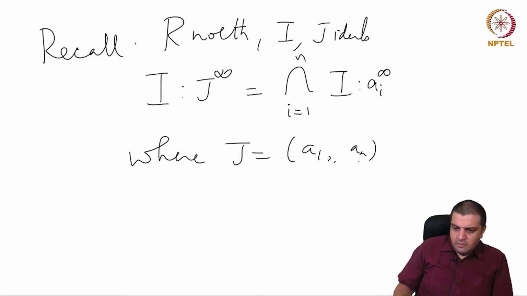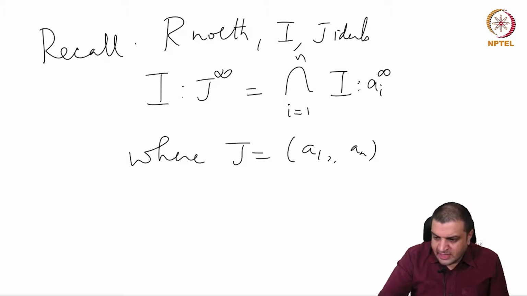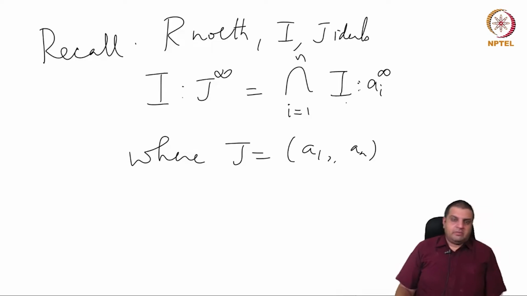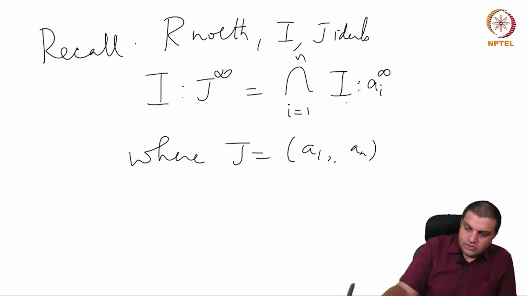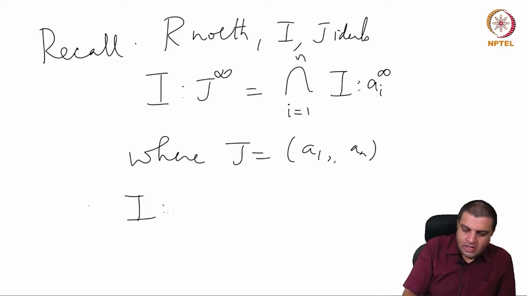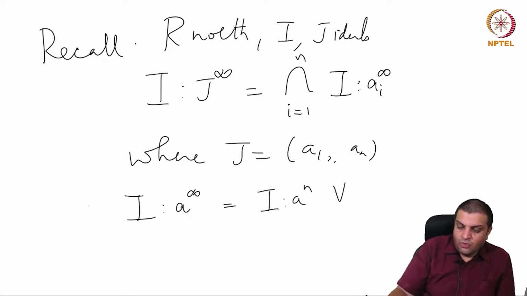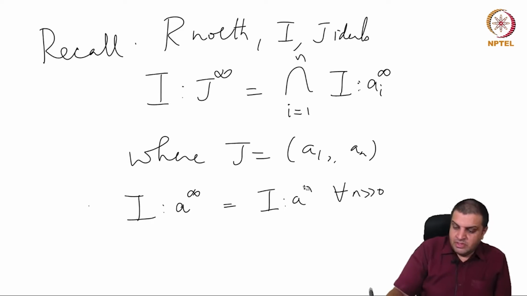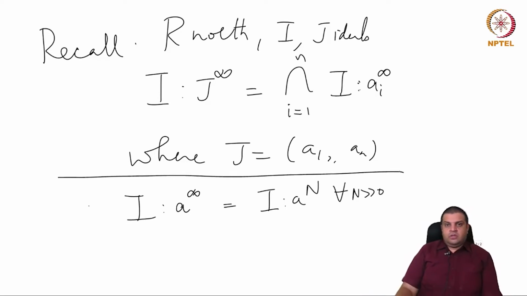So if we want to find a way to saturate ideals, it might be useful to understand saturating with respect to one element. We also saw that (I : a^∞) is (I : a^n) for all n sufficiently large. So we saw these two observations, these two points, in the last lecture.